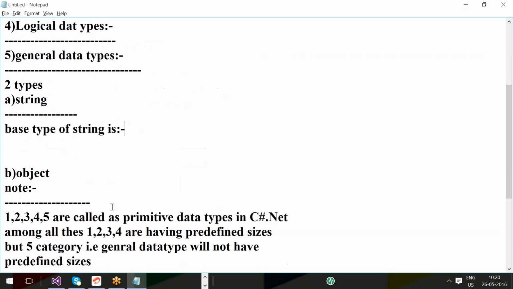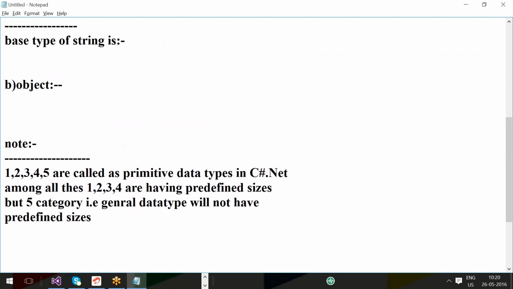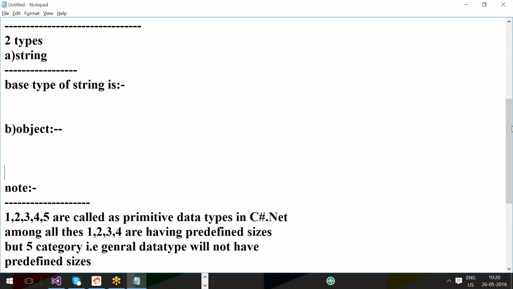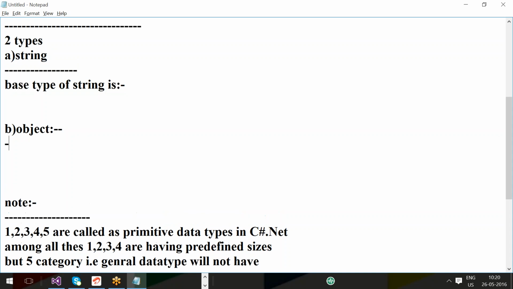Next category is object. What is the predefined size for string, Shravya? My question: predefined size. There is no size. Very good. General data types will not have any predefined sizes. Now coming to object.